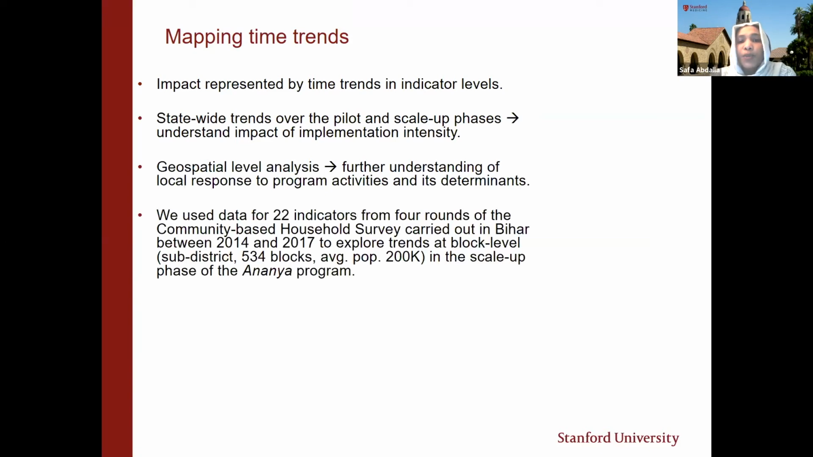So we selected 22 indicators and used data for those indicators from 4 rounds of the community-based household survey carried out in Bihar between 2014 and 2017, which covers the scale-up phase, to measure trends at the lowest geographical level possible for us, which was the block level. So the blocks are sub-districts. There are 38 districts in Bihar and 534 sub-districts or blocks, each with an average population of 200,000.